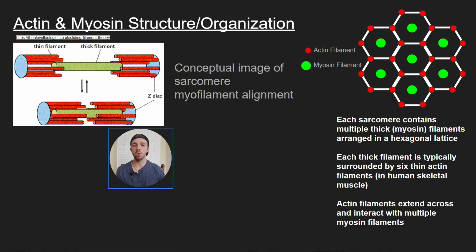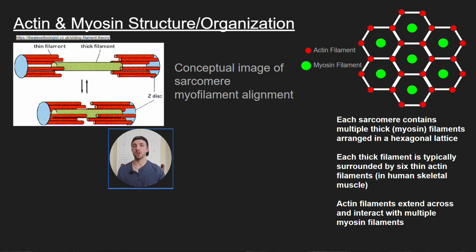Now, each sarcomere contains multiple of these thick myosin filaments that are arranged in a bunch of hexagons connected together. Every single one of our thick filaments, our myosin filaments, are surrounded by 6 thin actin filaments. And these thin actin filaments can not only interact with the one myosin, but actually adjacent myosin as well, which allows us to be really efficient. And in other animals and other muscle types, like smooth muscle, the ratio actually changes depending on the purpose of that muscle.